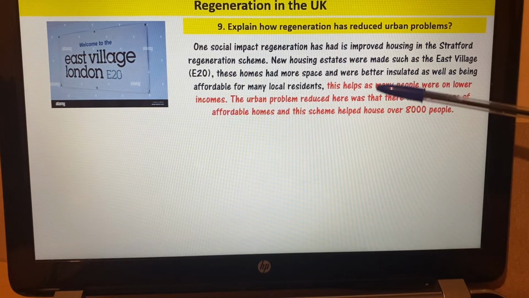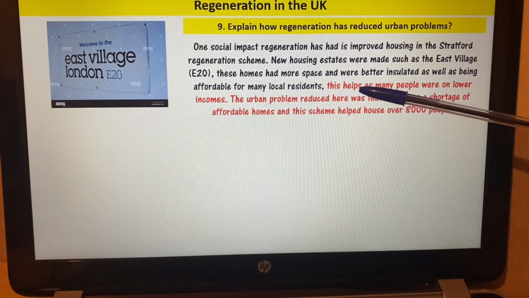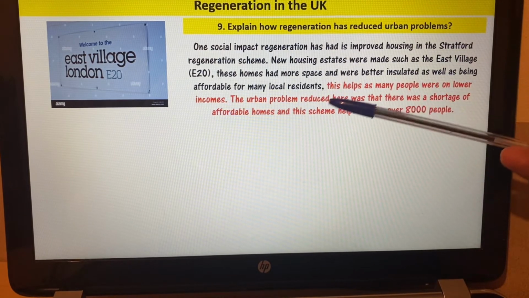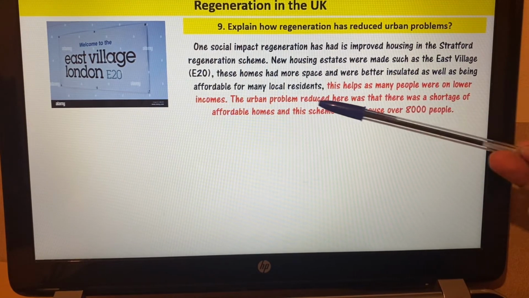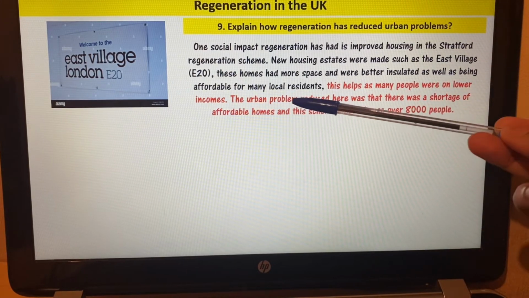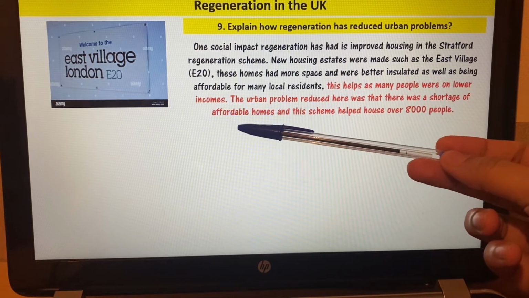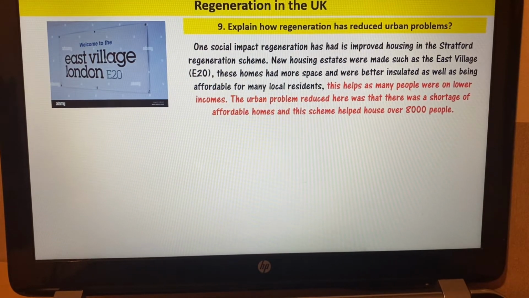But look at this red part. This red part shows how I addressed this question. How has it reduced the problems? Well, actually, many of the people within this area are on lower incomes. Okay, so it's helped people that can't afford expensive housing and rents. And it reduced this problem because also you could say that there was a shortage of affordable homes.